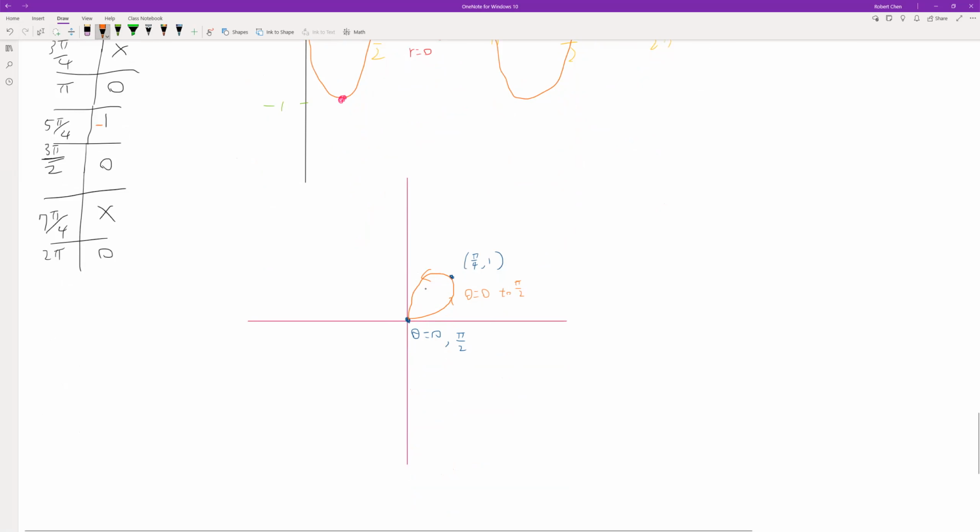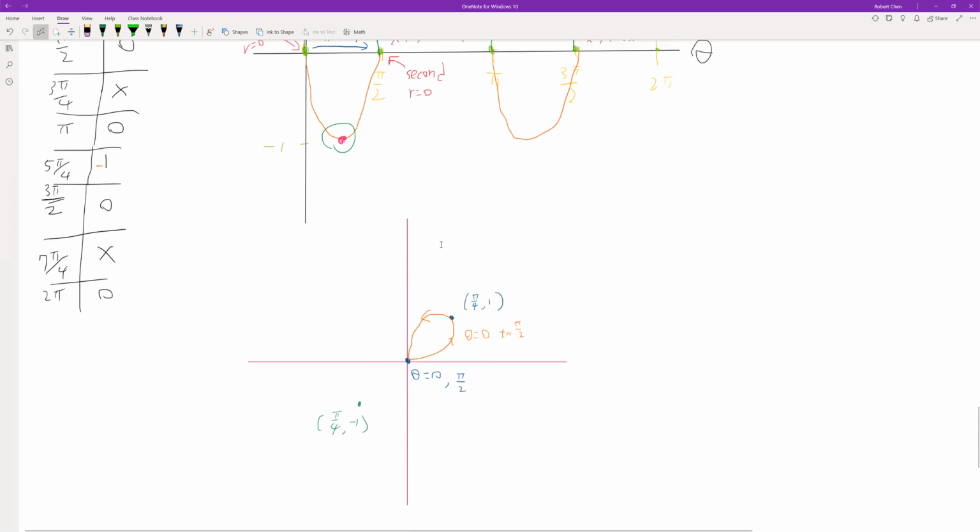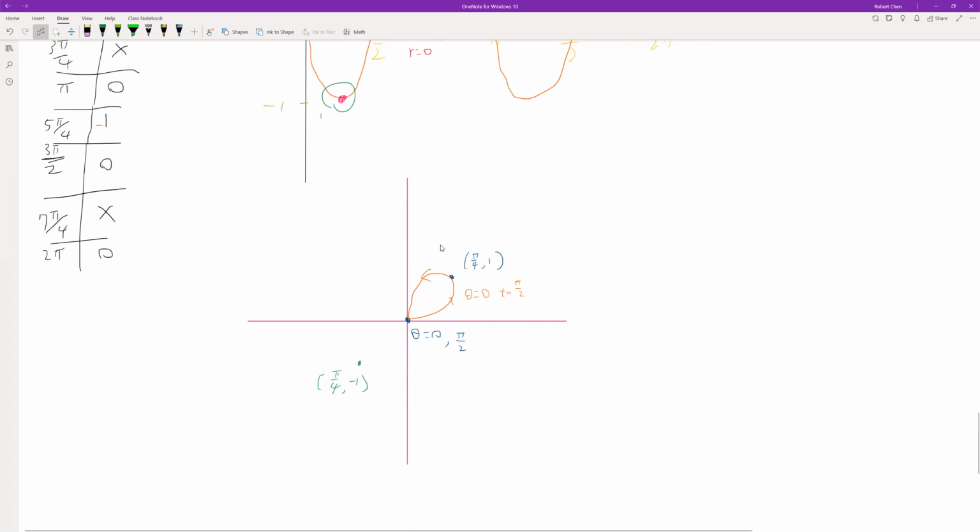So when theta is pi over 4 and r is -1, we actually have a point right here. Pi over 4 and -1, that's when r is negative. That's this point right here. And then the same thing is going to loop from 0 to pi over 2 with negative radius, and that looks like this.